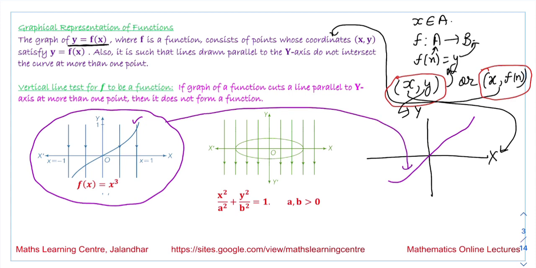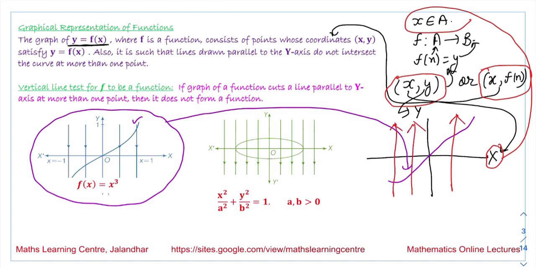So what we know from the definition of a function is that corresponding to each point of the domain, there is a unique image. It means if I draw a line parallel to the y-axis, anywhere we draw this line, then it should not cut the graph of this function at more than one point. This is called the vertical line test for f to be a function.